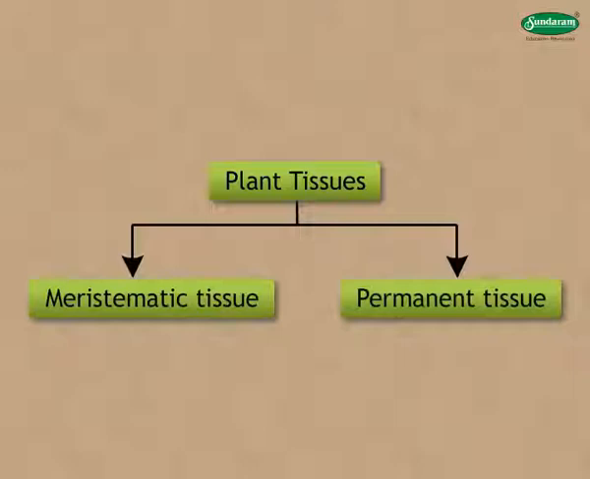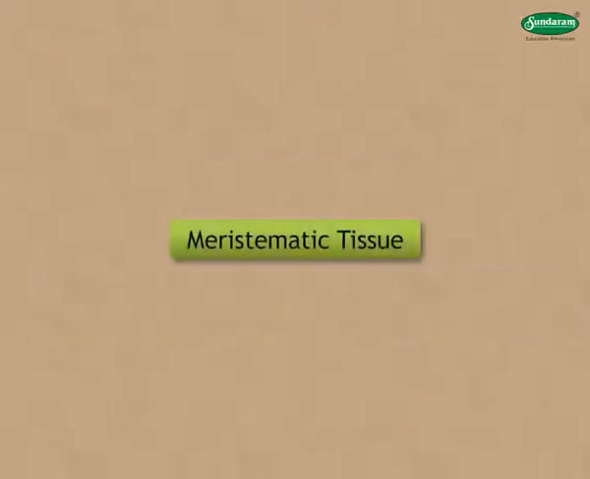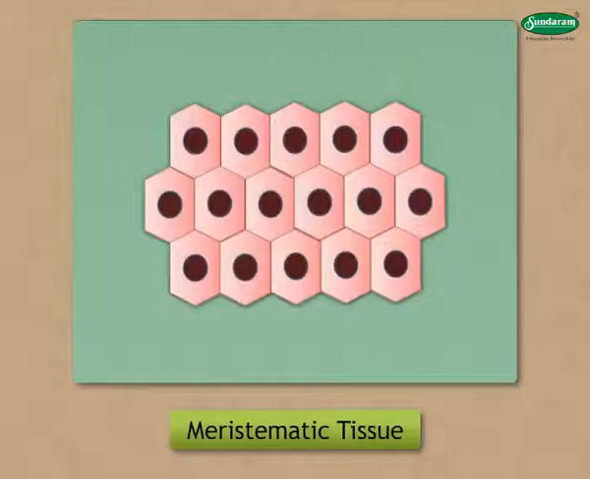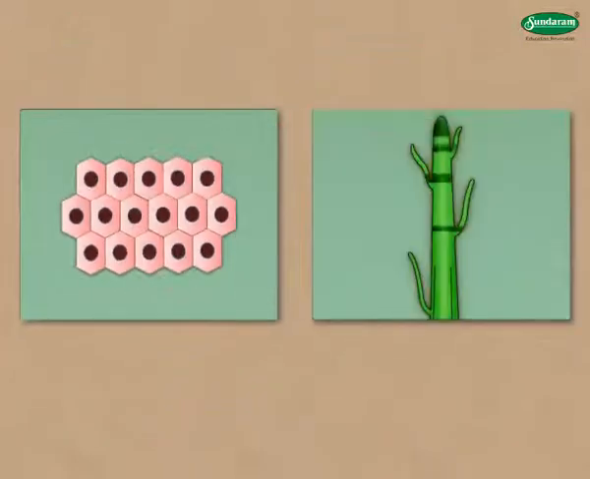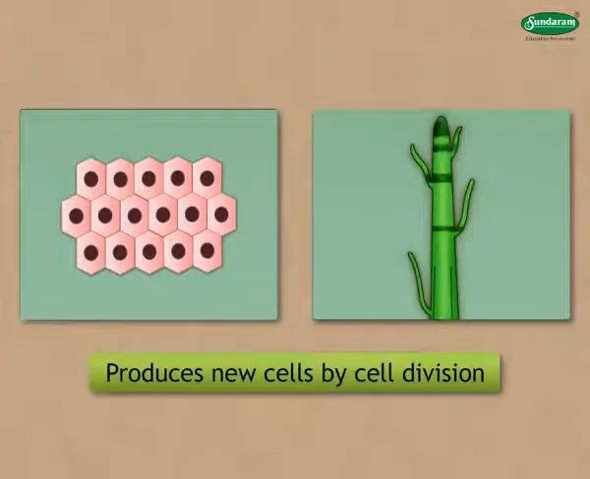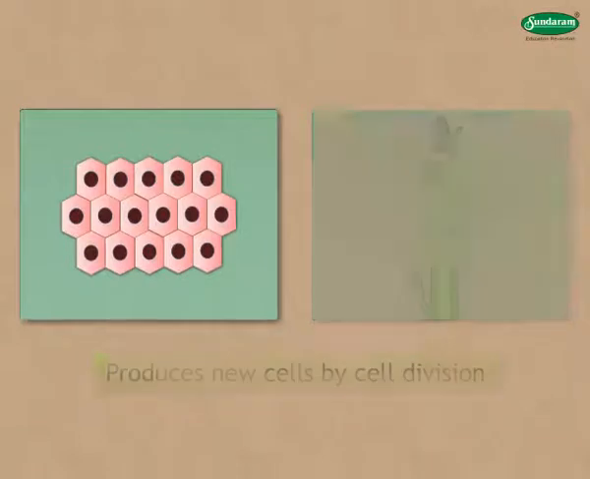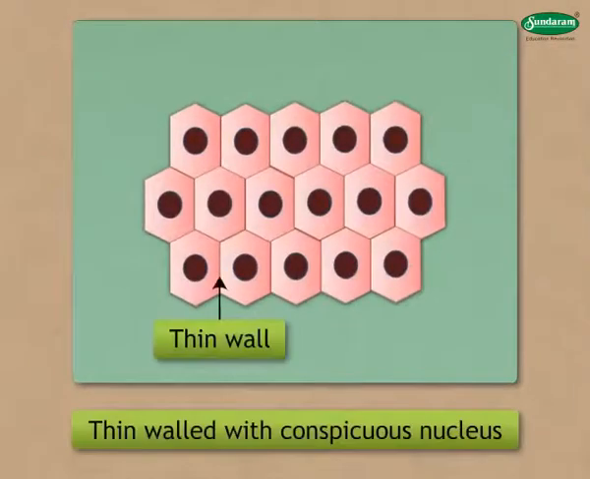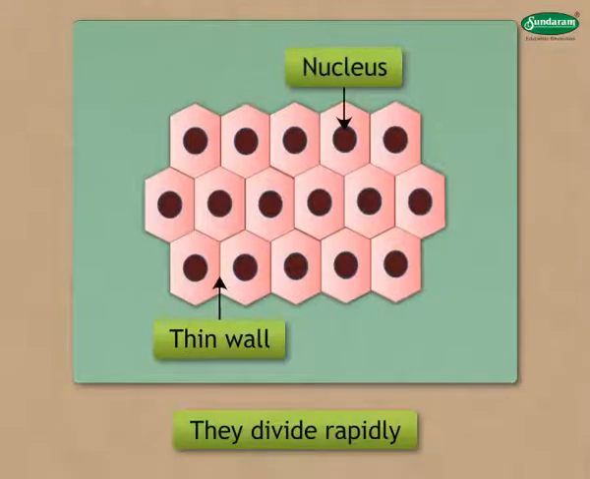Students, first let us have a look at the meristematic tissues. Meristematic tissue. Meristematic tissue is the only plant tissue that produces new cells by cell division. These cells are thin-walled with conspicuous nucleus and divide rapidly.